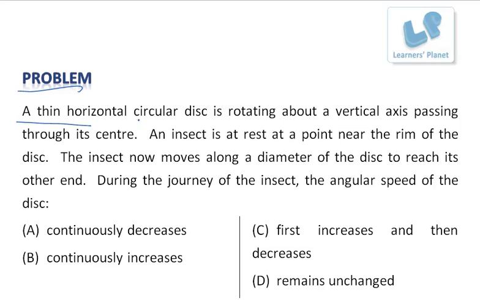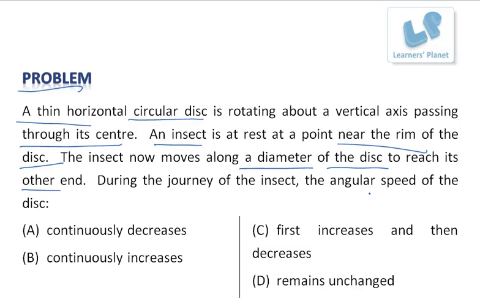A thin horizontal circular disk is rotating about a vertical axis which is passing through its center. An insect is at rest at a point near the rim of the disk. The insect now moves along a diameter of the disk to reach its other end.